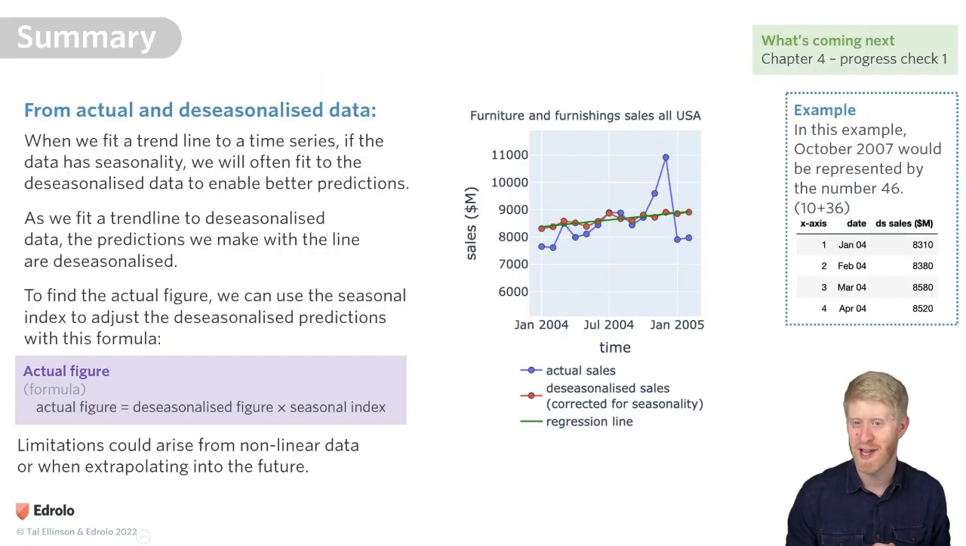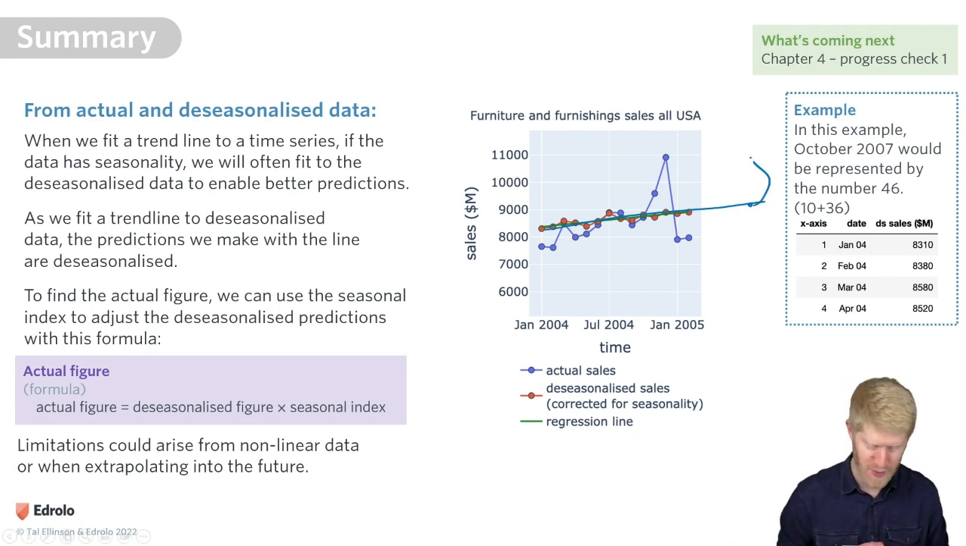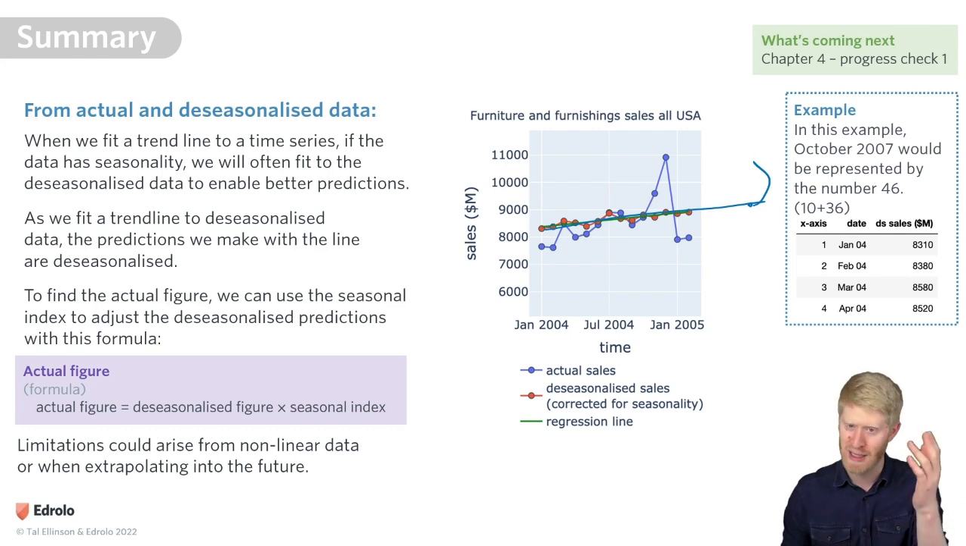All right, those are the key ideas from today's lesson. We like to fit a regression line through our deseasonalized data. We can use it to make a prediction. Then we use our seasonal indices to jump back to our predicted actual figure. But if we're going and extrapolating outside of our bounds, we have to be wary because extrapolation can lead to some mistakes. That's it for Chapter 4.